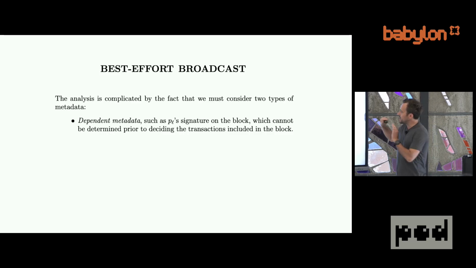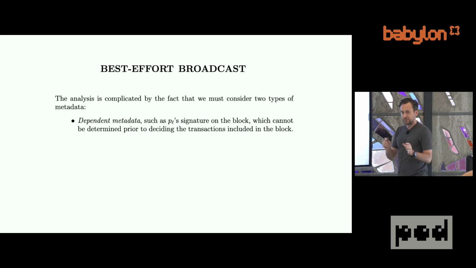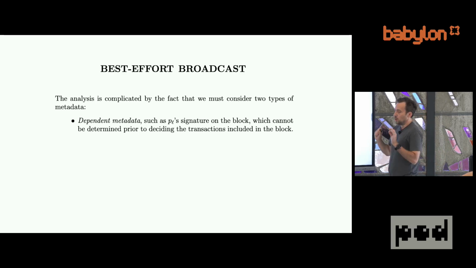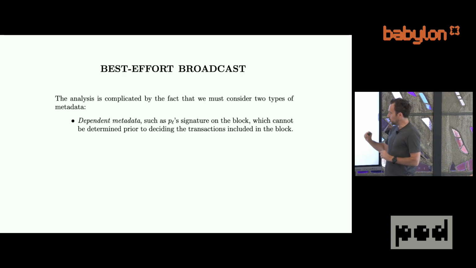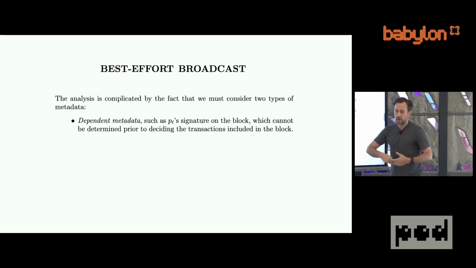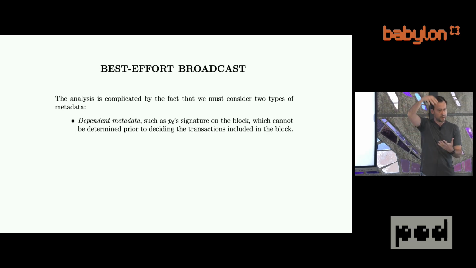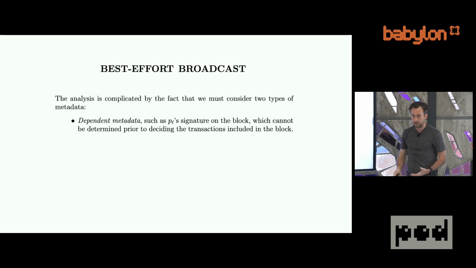Okay, so the analysis here is complicated slightly by the fact that we have to consider different forms of metadata. We're going to distinguish between what I'll call dependent metadata. This is metadata such as PL's signature on the block, which can't be determined prior to knowing the full content of the block, other than that data. So you need to know everything that's in the block first before forming that part of the metadata.